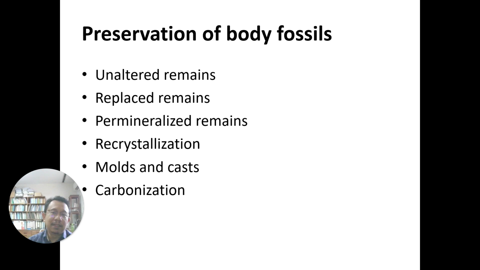Now, let's have a look at the ways that fossils can form. What are the modes of preservation of body fossils? So here is a list of the common modes of preservation of body fossils. You can have unaltered remains, you can have replaced remains, or permineralized remains. You can also have recrystallized remains. You can have fossils preserved as molds and casts, these are acuan in Malay, right? Or just preserved as carbon films, this is carbonization. Okay, so let's have a look at these one by one.